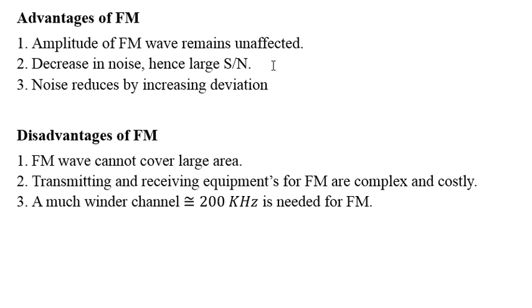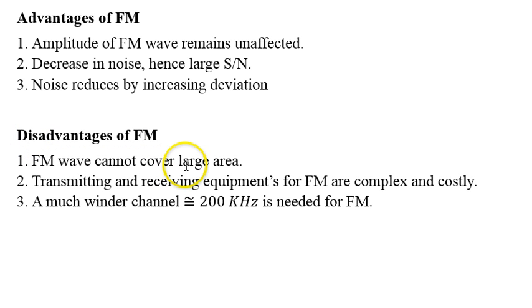The comparison of signal to noise ratios for all modulating schemes, AM, FM or phase modulation, we'll be talking about in the third part of the video, which comes after this. Noise reduces by increasing deviation. This is very obvious. That means there is an adjustment available: if you want to reduce the noise, you can increase the deviation. Increasing the deviation means we take a larger bandwidth, but that is a sacrifice you have to pay for it.